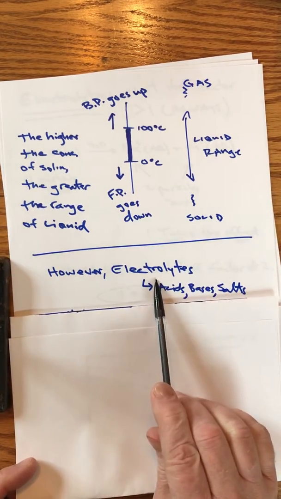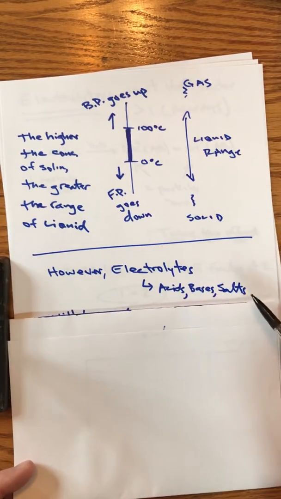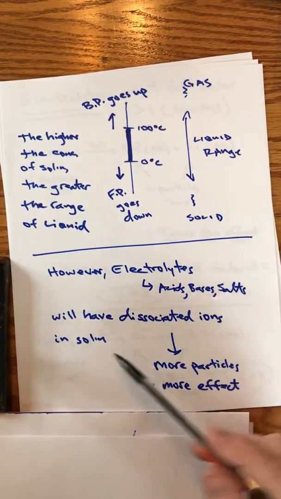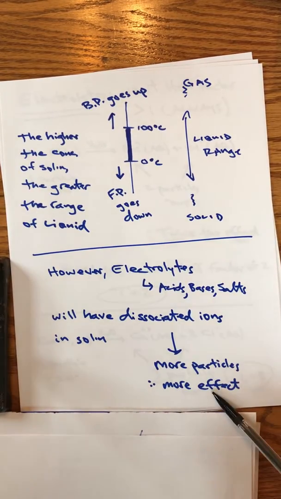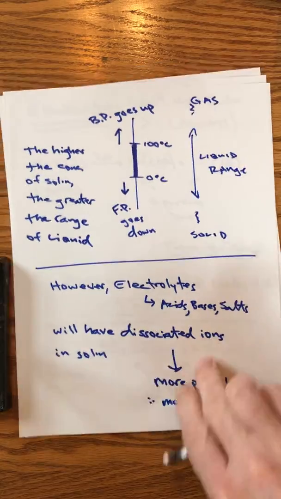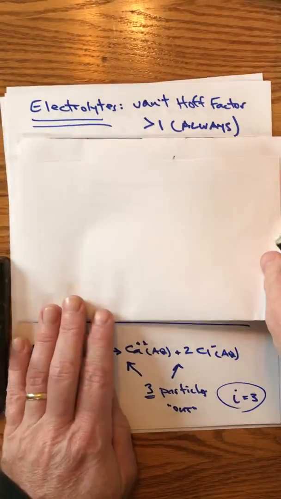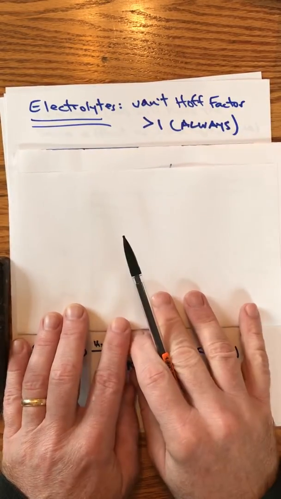Electrolytes, on the other hand, you get more bang for your buck. Acids, bases, and salts are called electrolytes. They'll have dissociated ions in solution. Dissociated ions create more particles. More particles creates more effect. So the van 't Hoff factor for an electrolyte is always greater than 1. What am I talking about?